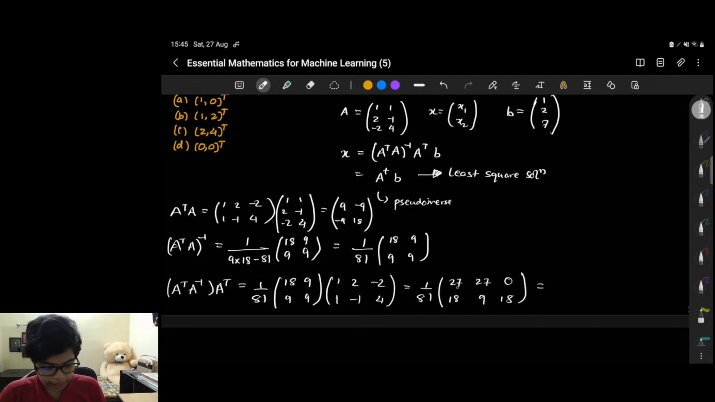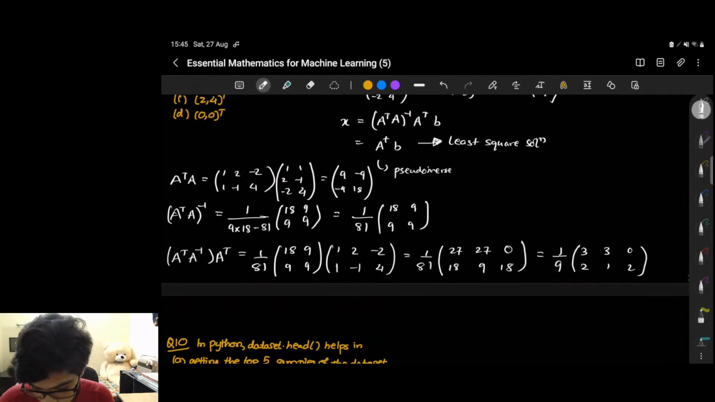I see that these are multiples of 9, so I can do some simplification. I can take factors of 9 common. So this would become 1 by 9, because I'm taking 9 common from within and from outside. So 9 into 3 is 27. I'm taking 9 common. So this is the thing. And finally, the solution x would be the following. Sorry, I wrote this here incorrectly. It should be like this.